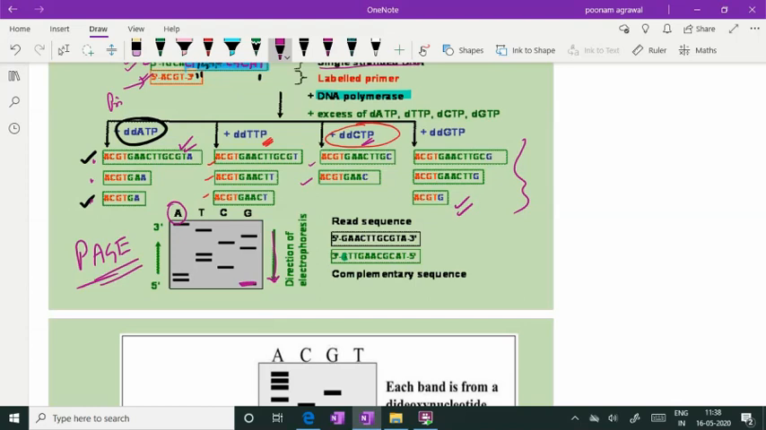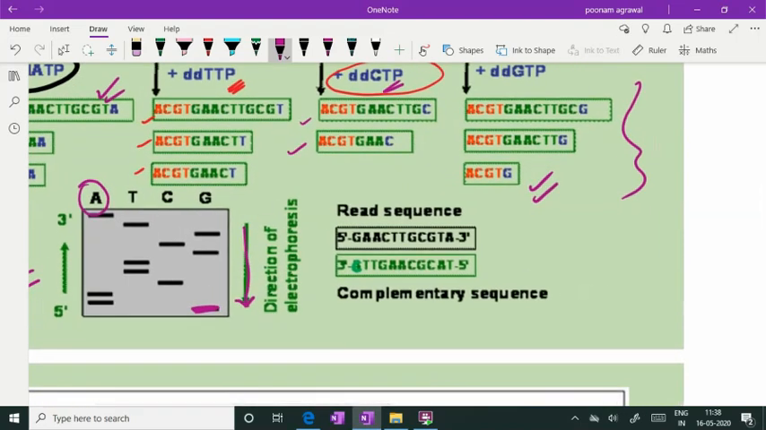This one is fastest. So we understand that at the 5' end, now you read this, at the 5' end we have G as the minimal nucleotide. Then the next one is ATP. The next one is going to be this band, so ATP. The next one is going to be CTP, so this is CTP.